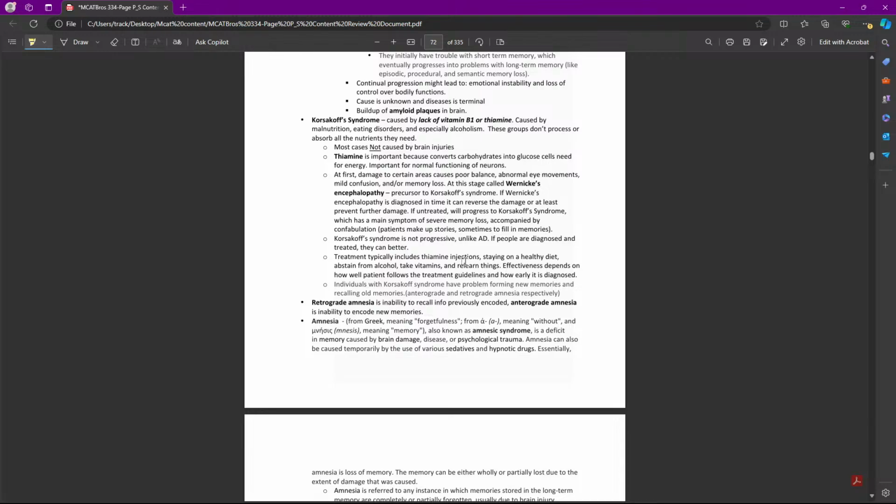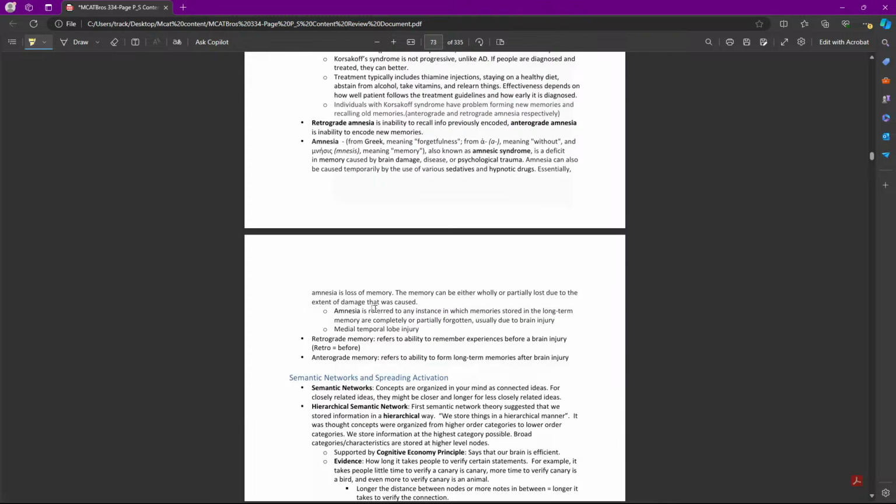Retrograde is the inability to recall past events. Anterograde is the inability to encode new memories. Amnesia means without, also known as amnestic syndrome. It's a deficit in memory caused by brain damage, disease, or psychological trauma. Amnesia can also be caused by various sedative and hypnotic drugs. Amnesia is loss of memory. The memory can be either wholly or partially lost depending on the extent of damage.